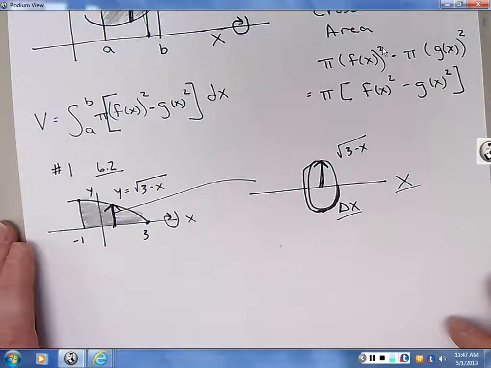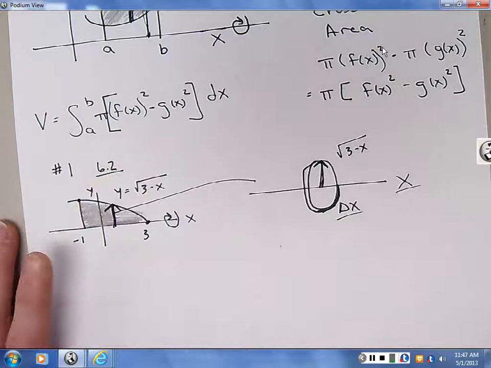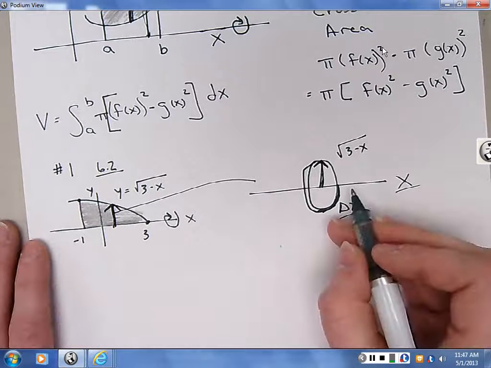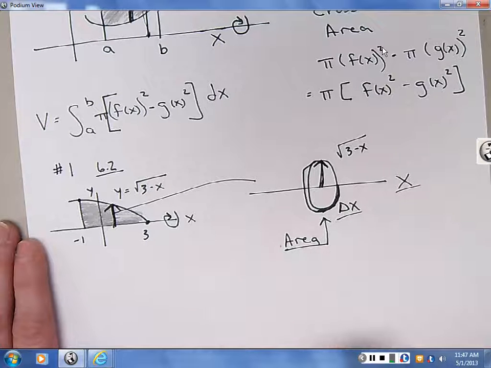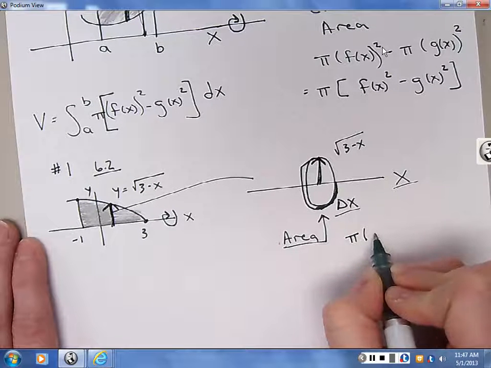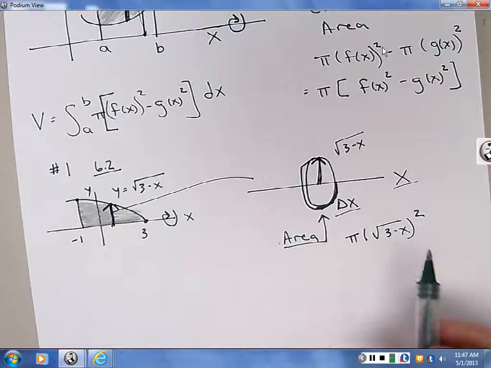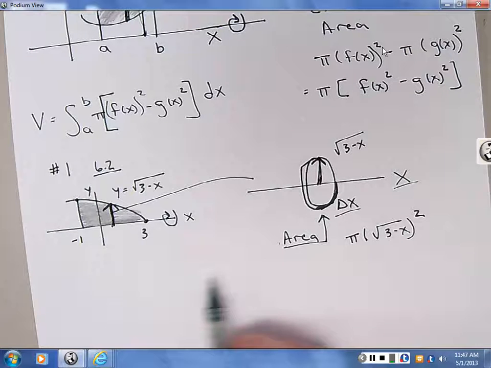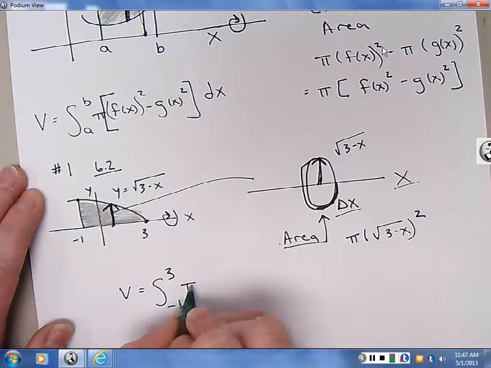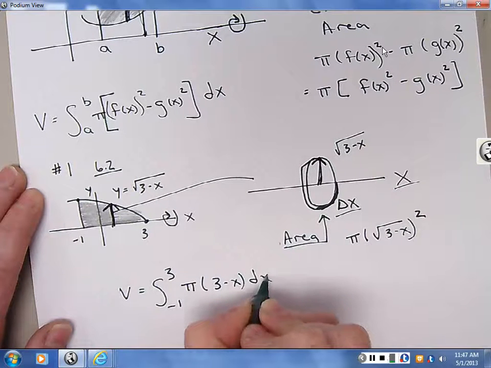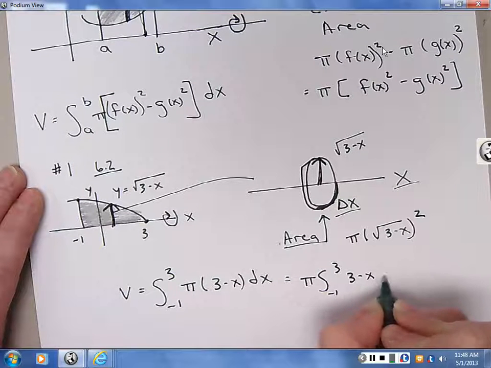You have to be really, really careful when you're integrating along the y-axis because you need to make sure your function is a function of y. So you might need to rewrite something. We'll see an example of that. So what is my area of this cross-sectional length? Pi times the radius squared. Right? So this is a cross-sectional area. If I integrate this cross-sectional area along the x-axis, dx, I get volume. So the volume is going to be the integral from minus 1 to 3 of pi times 3 minus x dx. So I can write that as pi times the integral from minus 1 to 3 of 3 minus x dx.